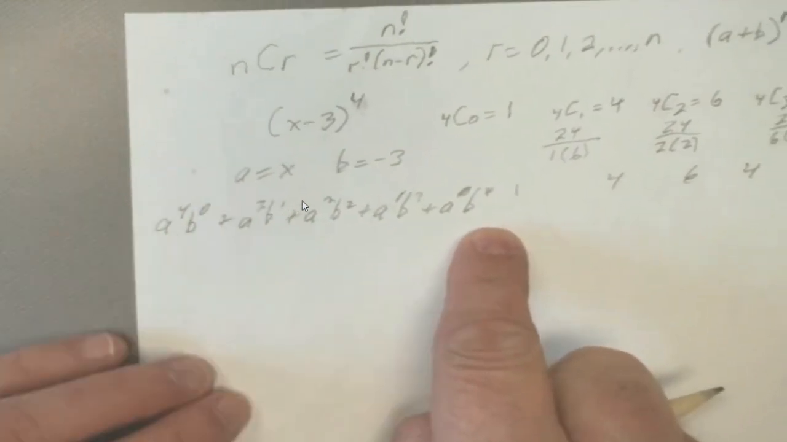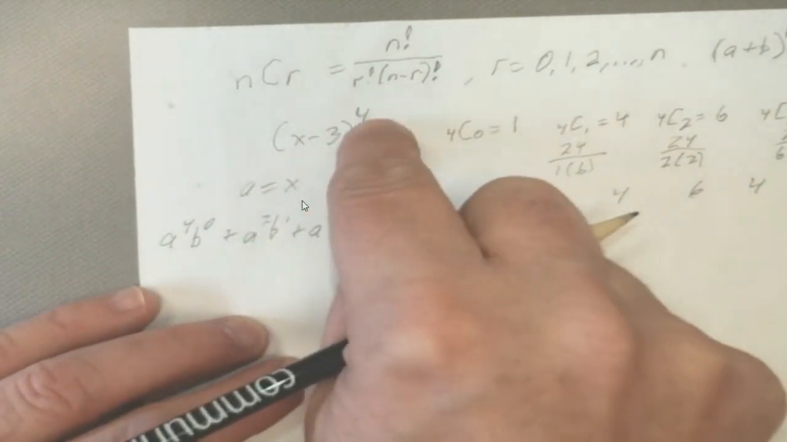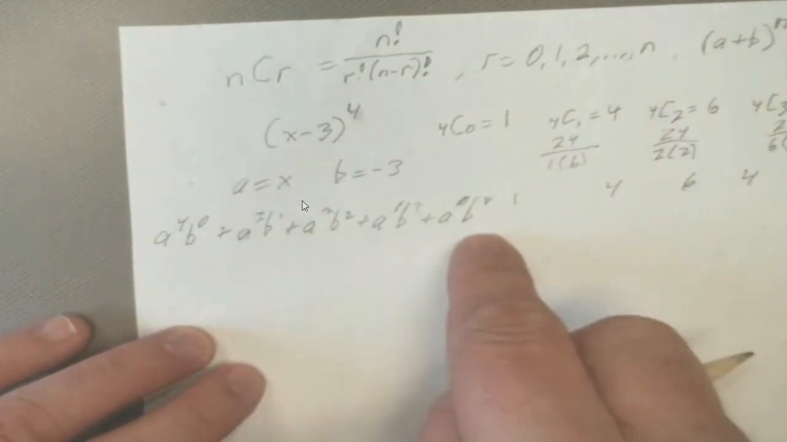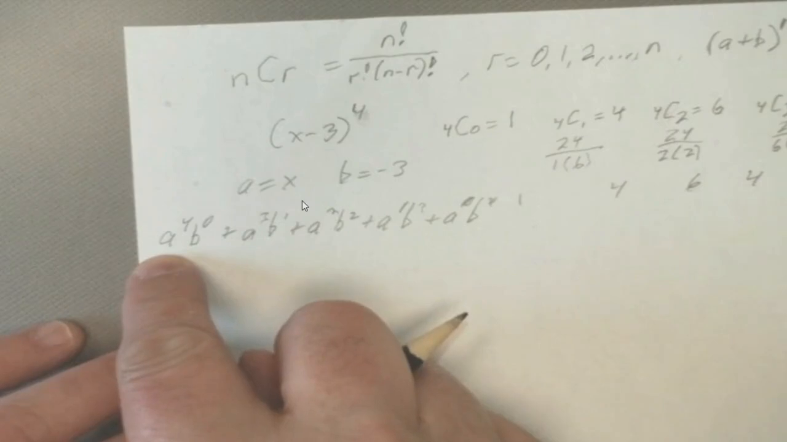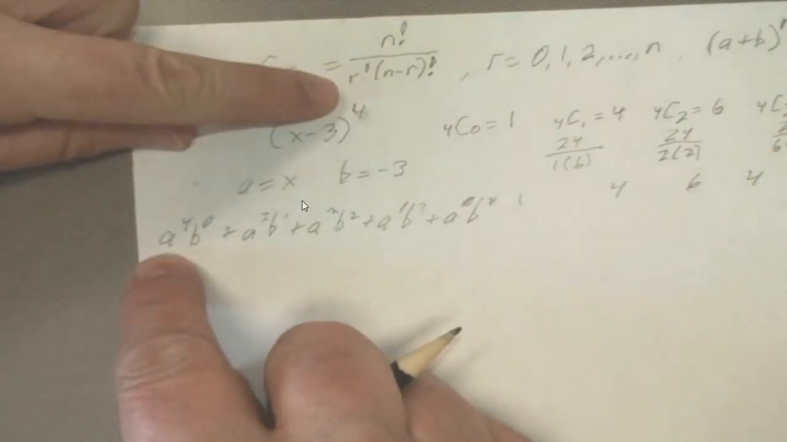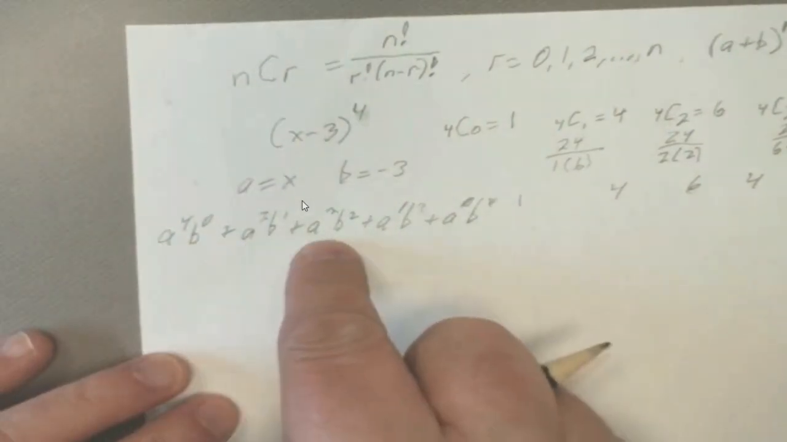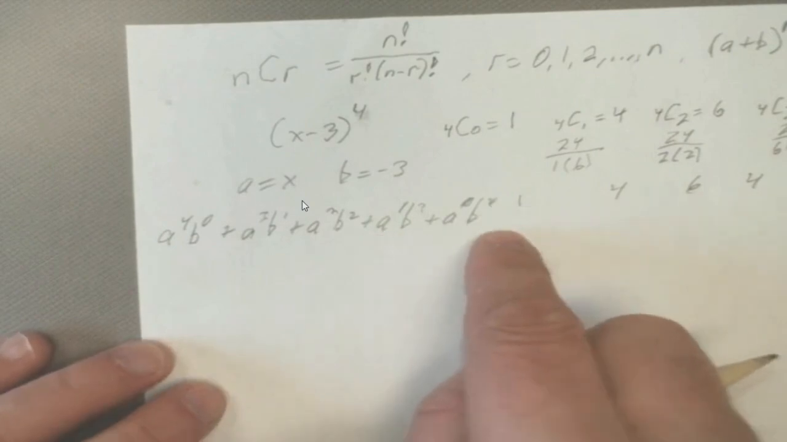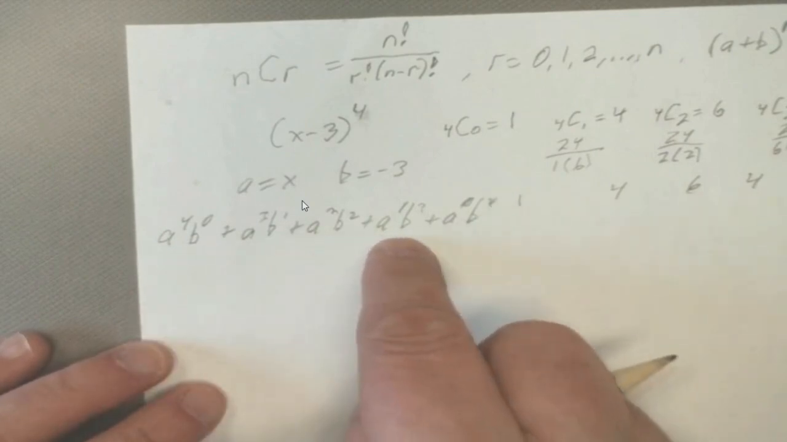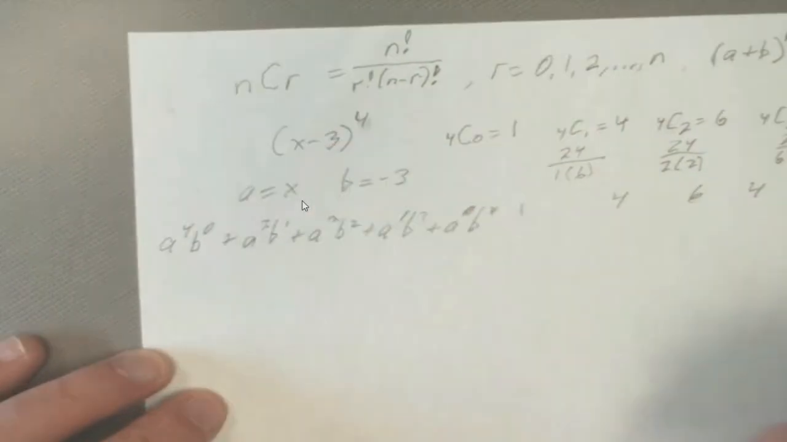So anytime you're multiplying binomials of higher degree, this is the pattern you'd have. The a in the first term would be the highest degree, 4, and it would go down 1 each time. Where b is exactly the opposite. It starts at 0 and goes up until it reaches this number.